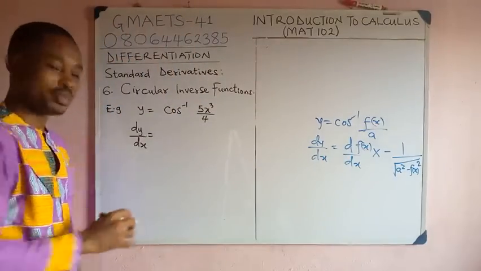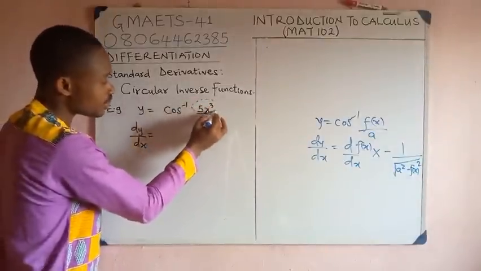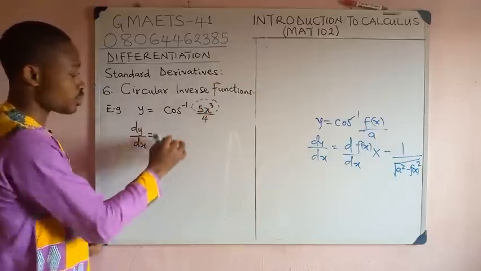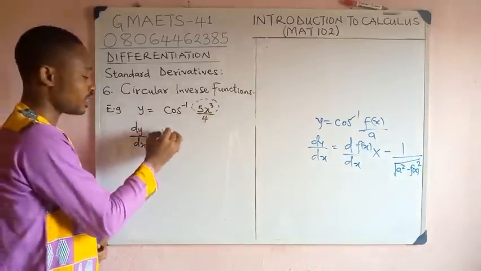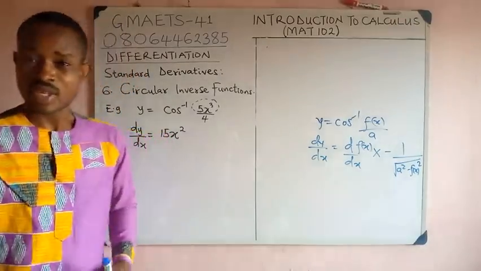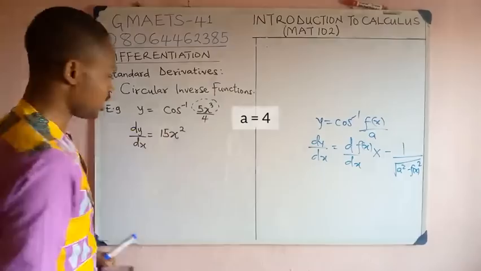Dy dx now is going to be what? We'll differentiate the numerator, the function. Look at it. We'll differentiate it. And so the 5x cubed, if you differentiate it with respect to x, what will you get? It's going to be 15x squared. You should take note of something here. I didn't touch the denominator. The denominator in this case is a, which is 4, alright? We're going to use it once it is its turn to be used.